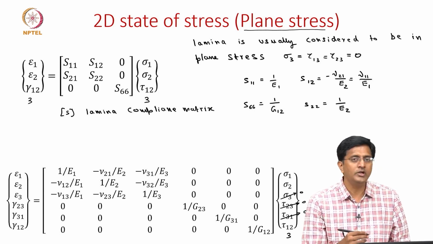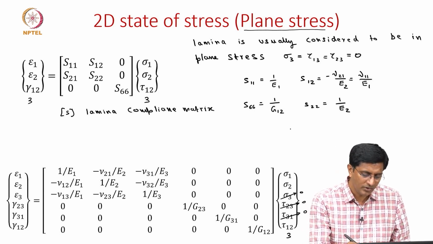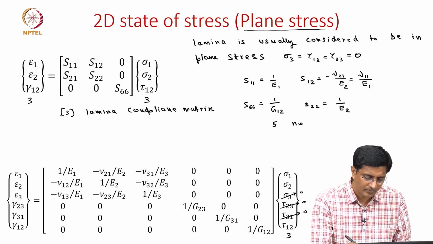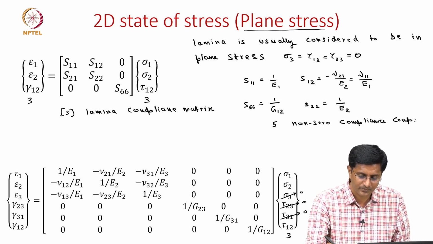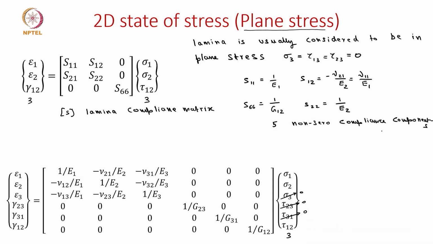So, let us see how many non-zero compliance components do we have? We have 5 non-zero compliance components, because we also need to include this S21. That is how we get these 5 non-zero compliance components, out of which we know that only 4 are independent, since S12 equals S21. This is coming from the symmetry of the compliance matrix.